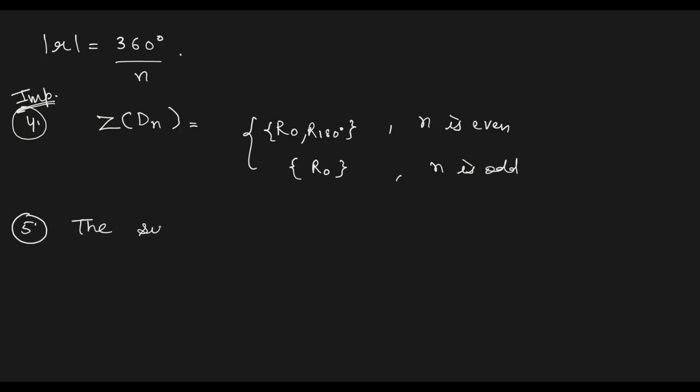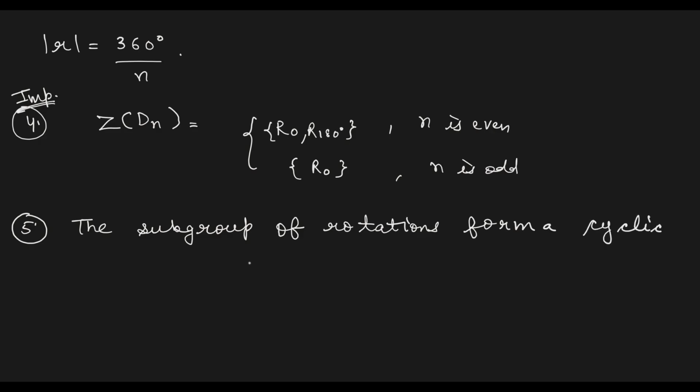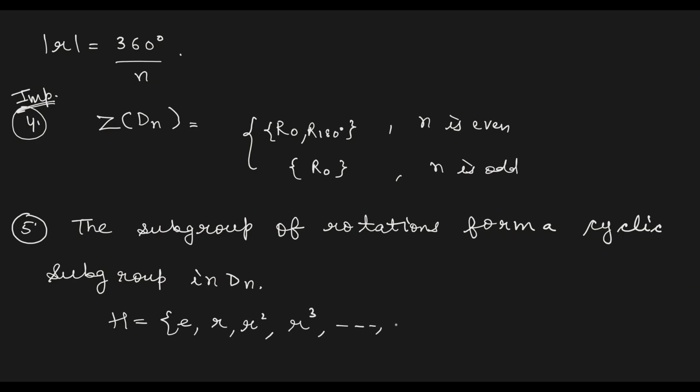The subgroup of rotations forms a cyclic group in Dn. Cyclic subgroup in Dn. Subgroup of rotations: E, R, R square, R cube, and so on till R to the power n minus 1.